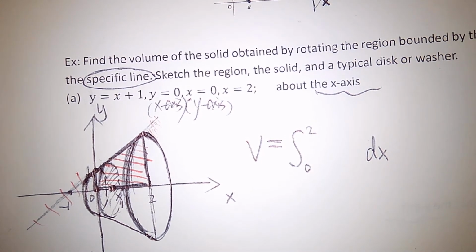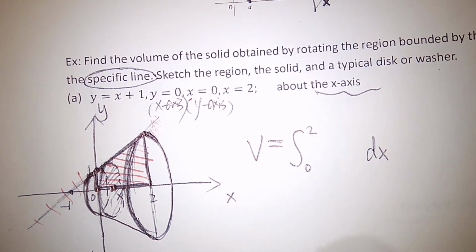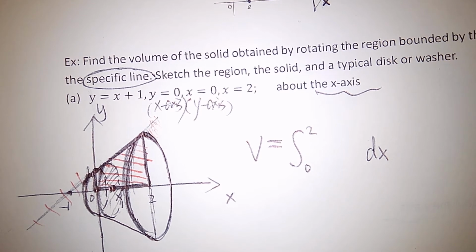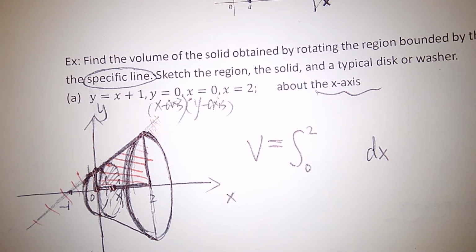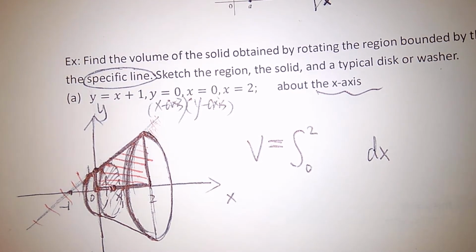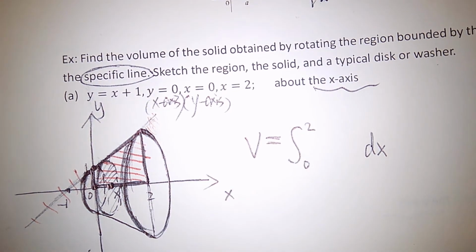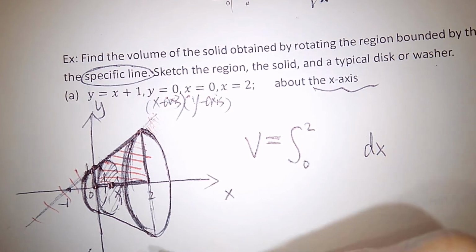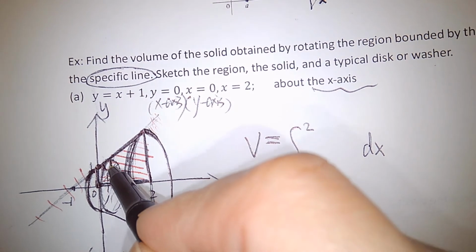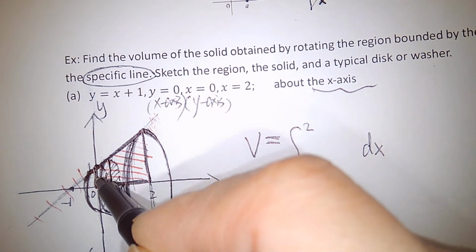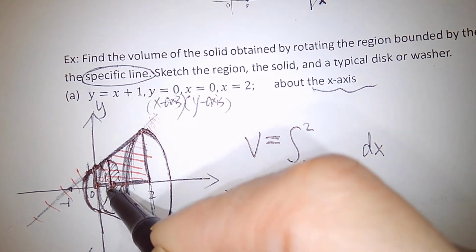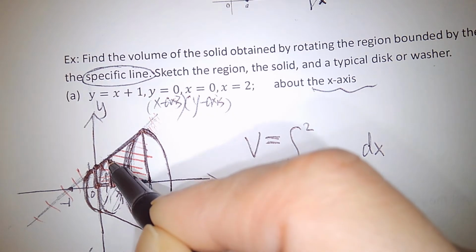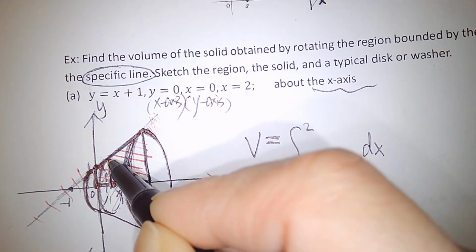So the cross-section, or I call it the intersection, or whatever, is going to be a disc. So the question is, what is the radius of this disc? So this is our disc, right? What is the radius of our disc? What is the length of the radius?